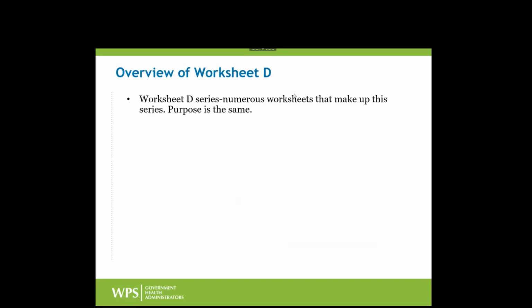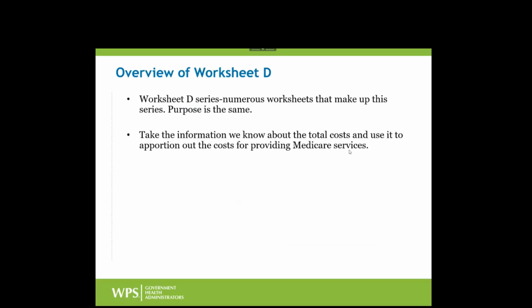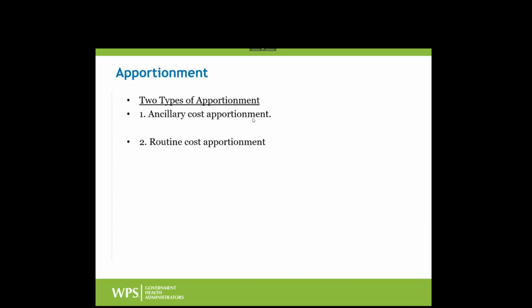which takes us to worksheet D. It has a lot of different worksheets related to it, but the whole goal of worksheet D is using one of two methods. We're trying to find out how much of those total costs are really related to Medicare services or Medicare patients. That's the goal. So there are two types of apportionment depending on the type of service. There's ancillary apportionment and routine apportionment.